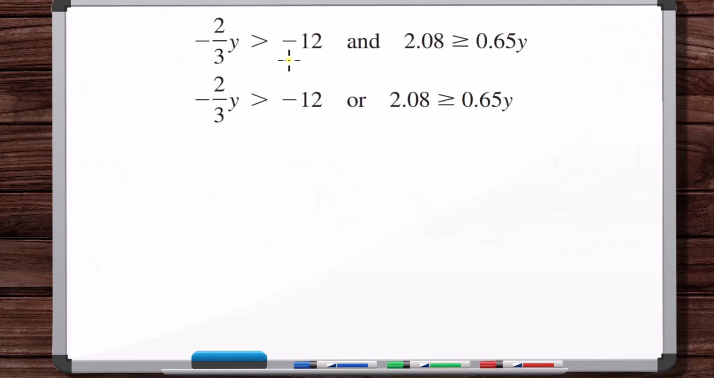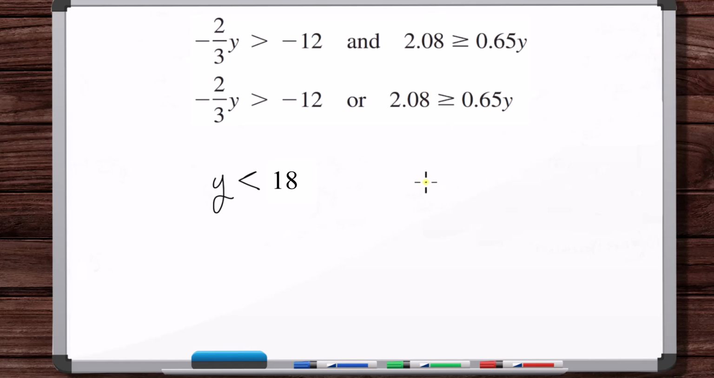Okay, so let's solve these two inequalities separately. So if we multiply both sides of this inequality by minus 2/3, we get y. We need to flip this. So minus 12 times minus 2/3, we've got positive 8. So, okay. Y is less than positive 8.